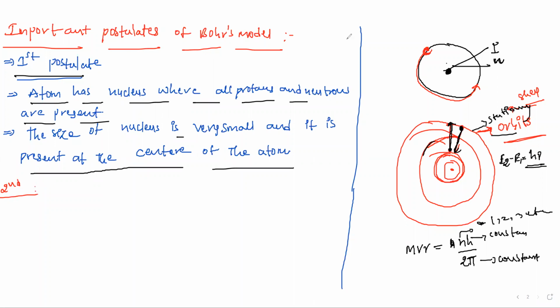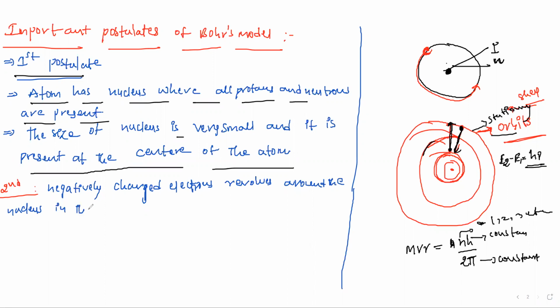Write down the second postulate. Negatively charged electrons revolve around the nucleus in the same way as the planets revolve around the sun.